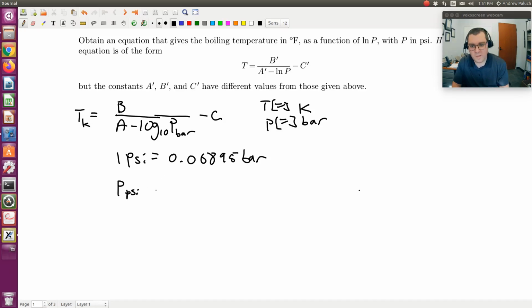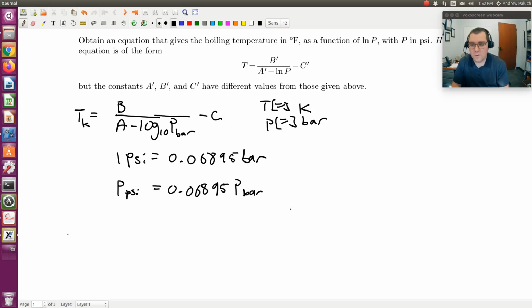So pressure in psi would be 0.06895 times my pressure in bars. Okay, cool. Before I plug it in, we're going to exploit two log rules.